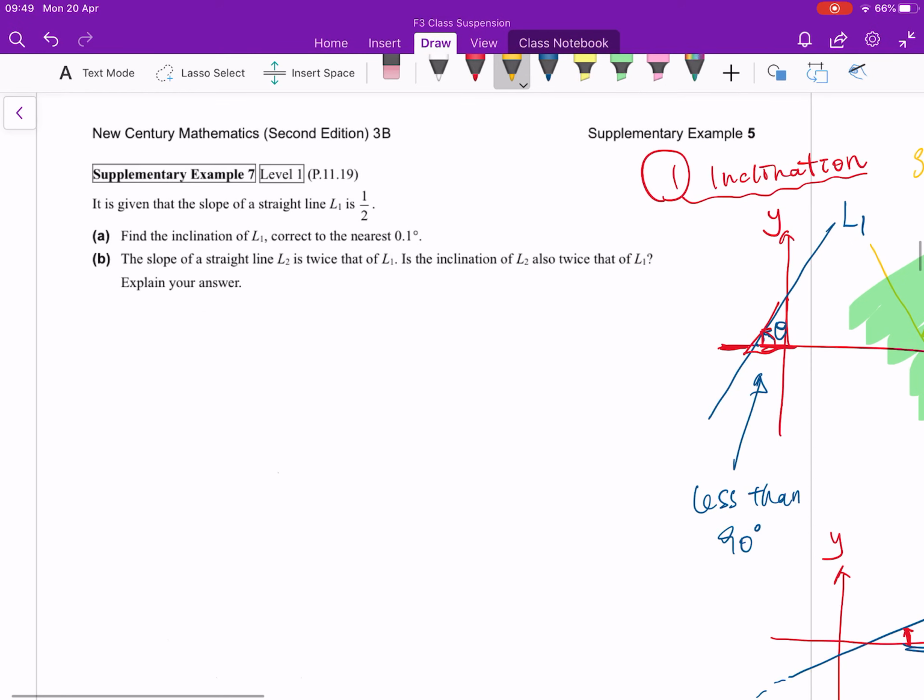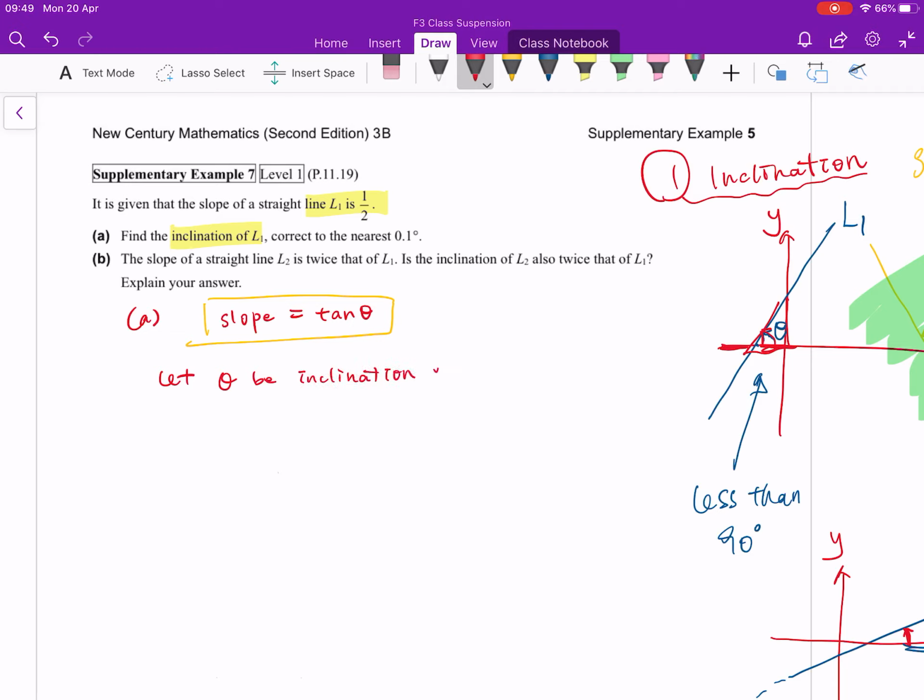So let me do some examples first. This one, you know that the slope is 1/2. Find the inclination. Okay, how can we relate slope and inclination? You know that slope equals tangent theta. So to start your question, you may let theta be the inclination of L1 first, because we need the symbol. So slope 1/2 equals tangent of theta. So by your calculator, you have to input tan⁻¹(1/2) into your calculator.